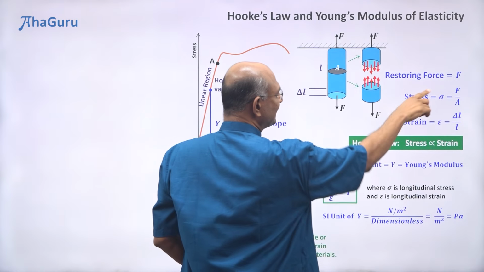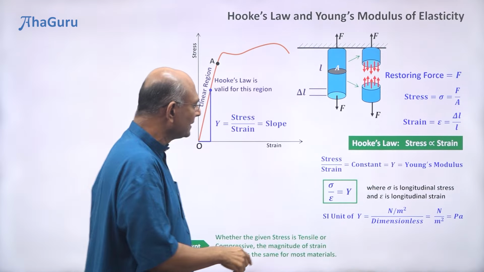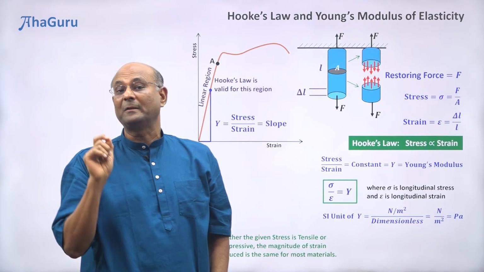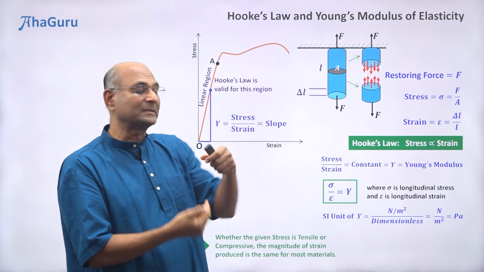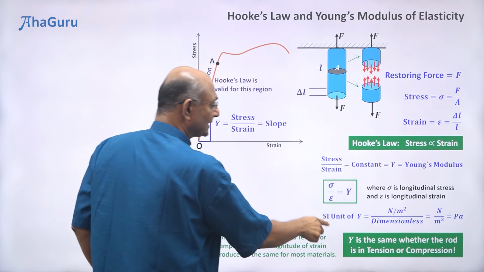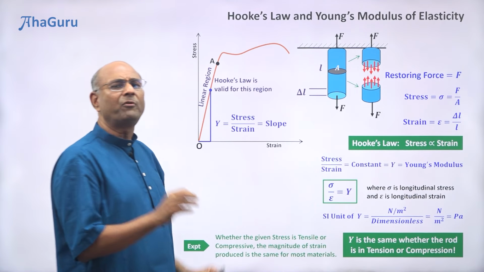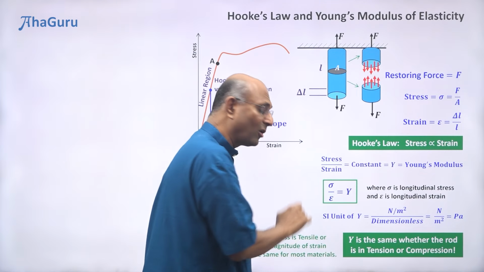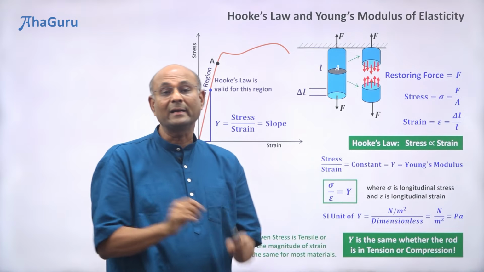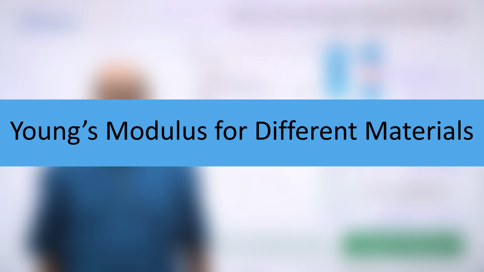So for the same stress, if the strain magnitude is the same, that means the Young's modulus will be the same whether we are pulling or we are compressing, pushing, right? So Young's modulus Y is the same for most materials, not all materials. For most materials, it is the same whether the rod is in tension or it is in compression.